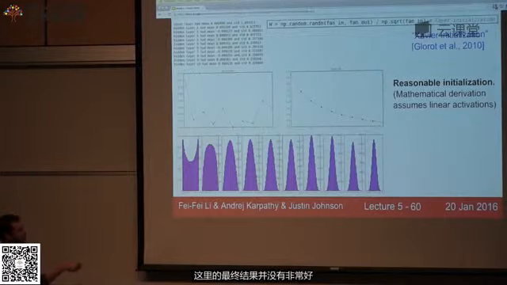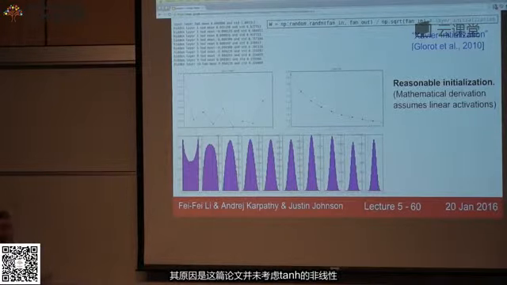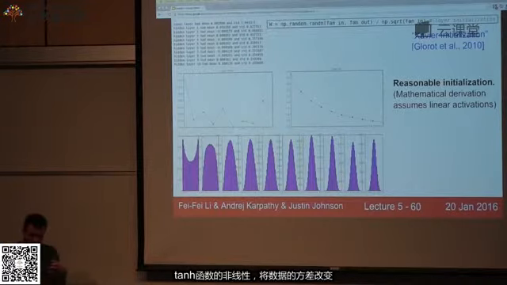The reason that this doesn't just end up being very nice, and the reason we still have convergence down here, is because this paper doesn't take into account the nonlinearities, in this case the tanh. And so the tanh nonlinearity ends up deforming your statistics of the variance throughout.